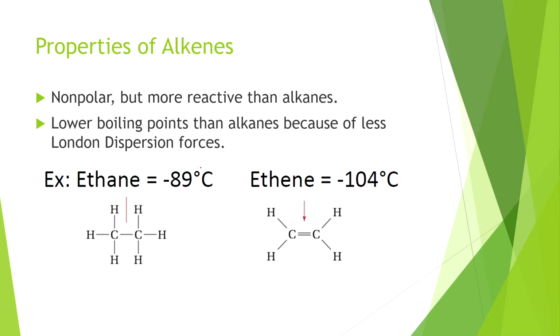Alkenes are nonpolar, but they are more reactive than alkanes. So let's go over to ethene here, and we can see that it is two carbons and four hydrogens, and it follows perfectly with CnH2n, the general formula. And as you can see here, it is nonpolar, similar to ethane, which is also nonpolar. So we can conclude that both alkanes and alkenes are nonpolar.